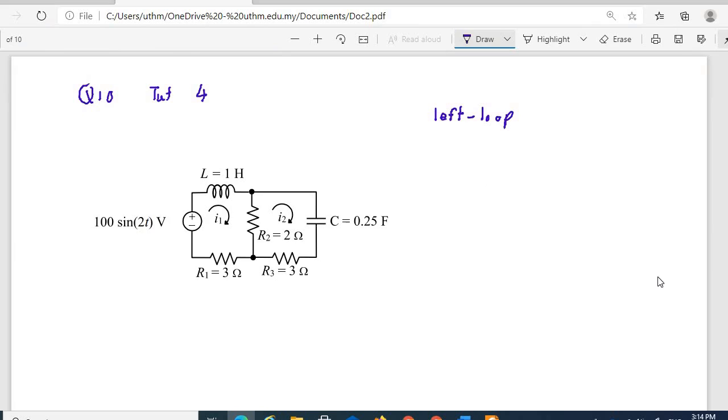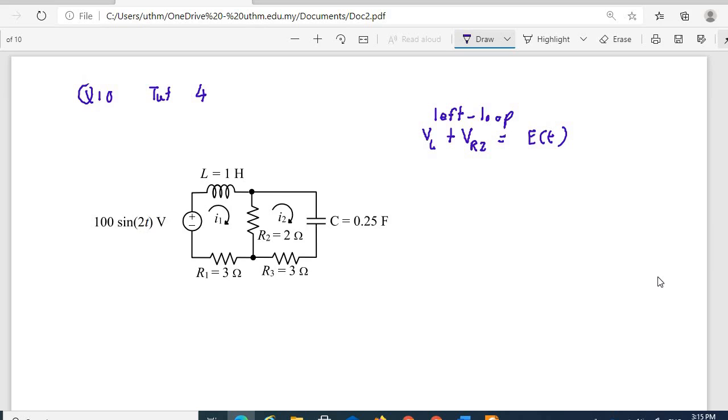So you focus on the left loop first. In the left loop, you have the voltage across the inductor, VL, plus the voltage across R2, VR2, equal to the supply voltage, E(t). The current in the left loop we indicate by I1, and in the right loop I2, because I1 we break into I1 and I2, where I1 and I2 are both in the anti-clockwise directions.